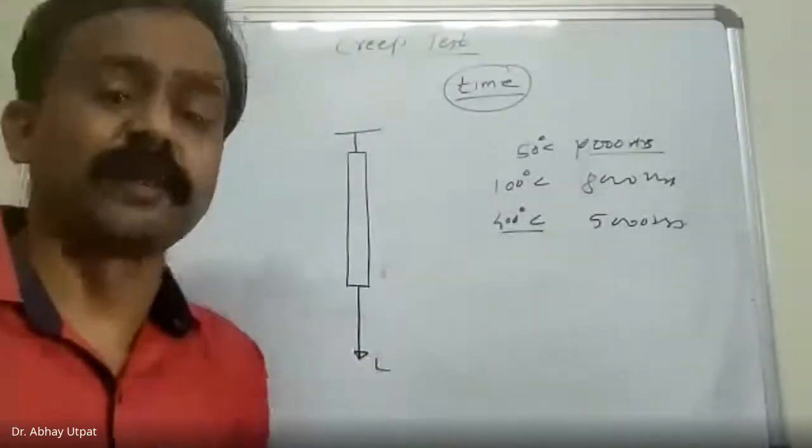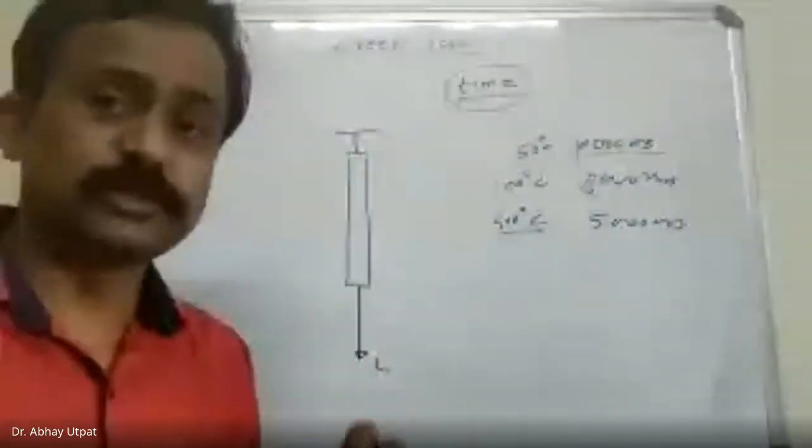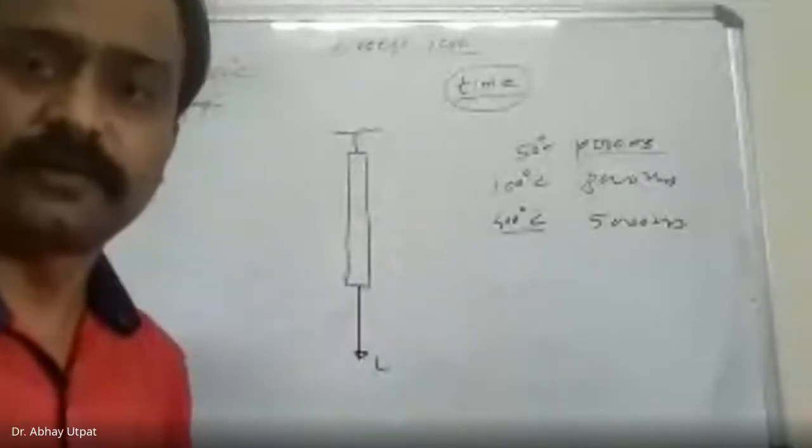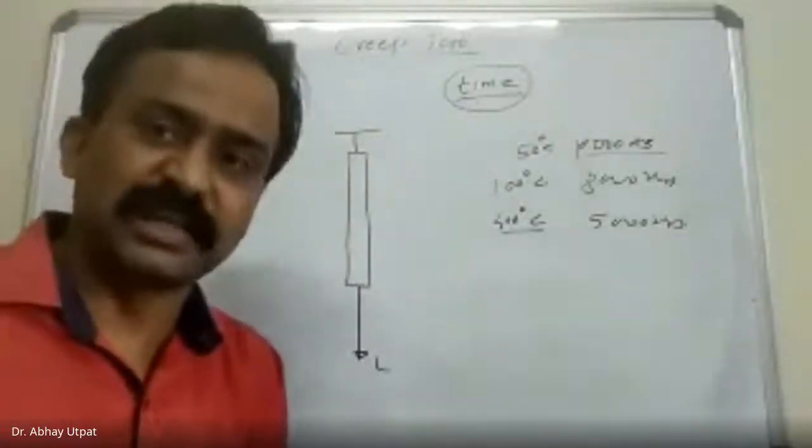So how to define creep? The definition of creep is the maximum value of load, because stress and strength are related to load.